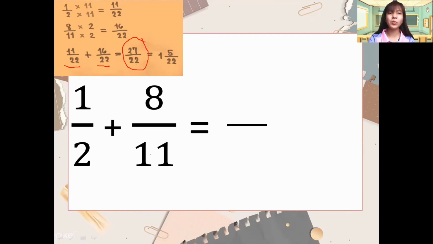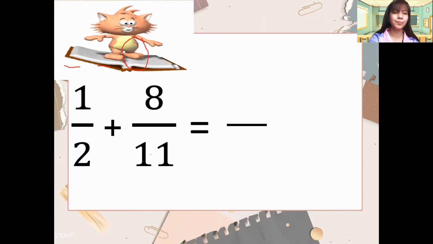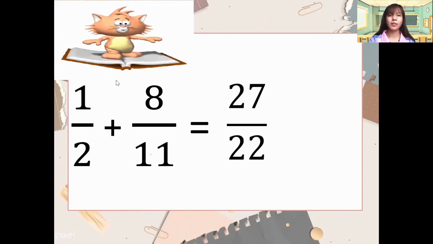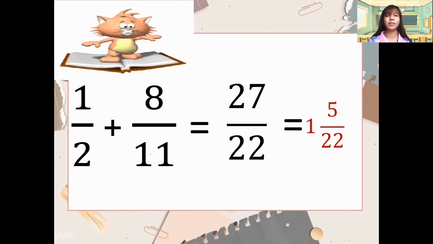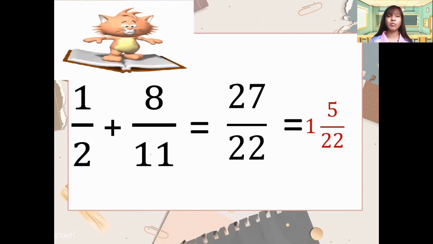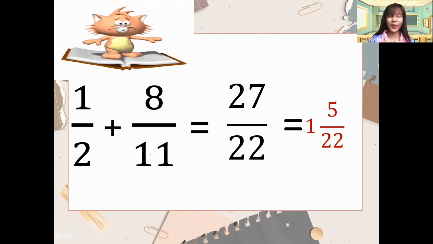Alright. How many 22s are there in 27? Only 1. What's the number left? 5. And then copy the denominator, 22. Understand? Alright. So the final answer that we have is 27 over 22. Okay, the final answer is in the red color, 1 and 5 over 22. Do you understand? I hope you do.